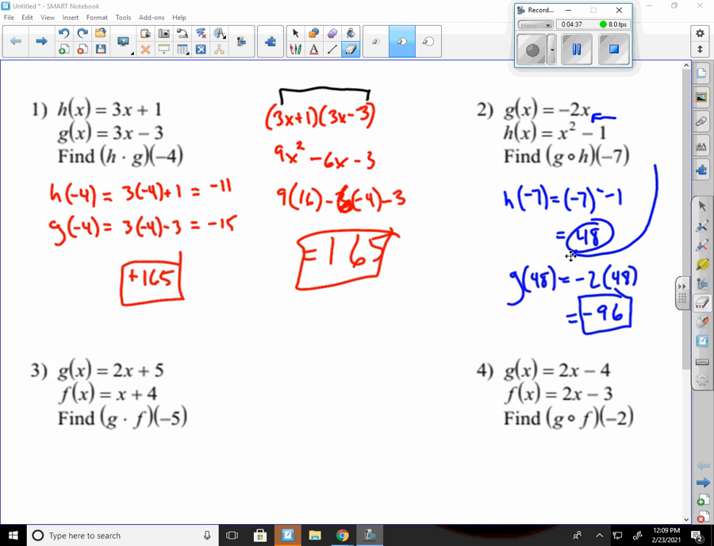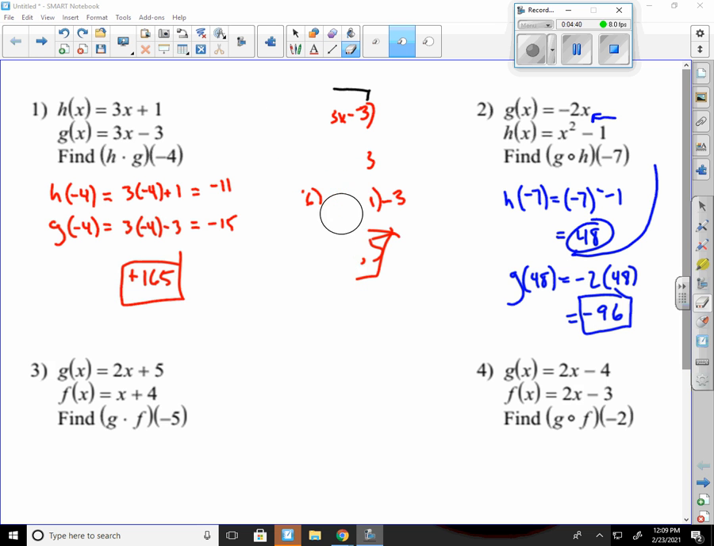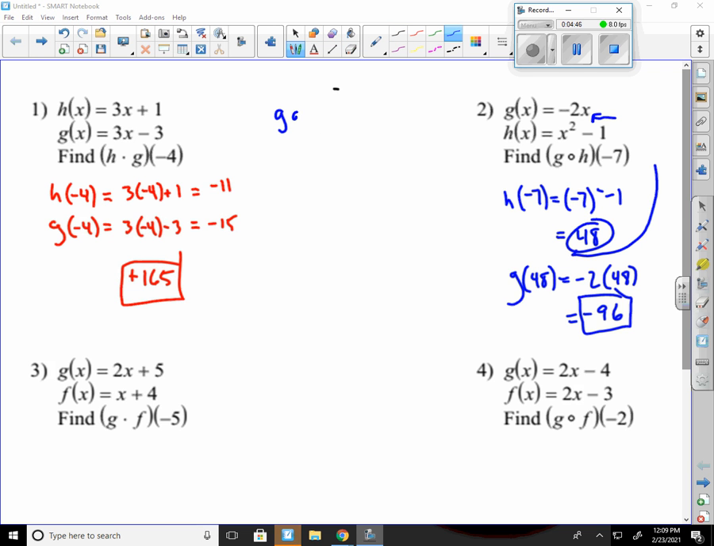Now there's multiple ways I can do this one as well, because you need to know the other method for when it's g of h of x. So if this was g of h of x, that means that I plug the h equation into g everywhere I see an x. So I take this whole thing and I substitute it into g everywhere there's an x. So that would be negative 2 times x squared minus 1. Distribute my negative 2. That's negative 2x squared plus 2.